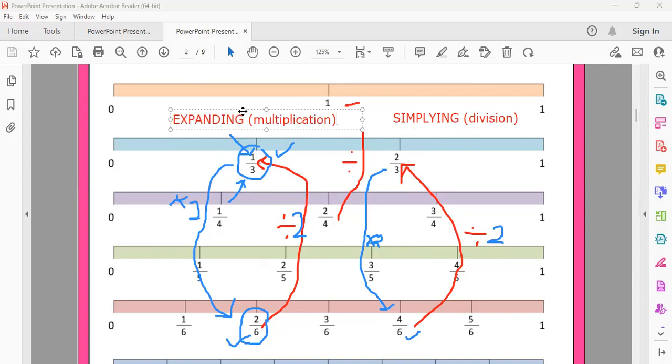Do you understand now? See, you learned proper fraction, improper fraction, mixed number. That's called types of fraction. But what can you do with the fraction? You can make the fraction bigger or expand it. You can also simplify it by using multiplication and division.